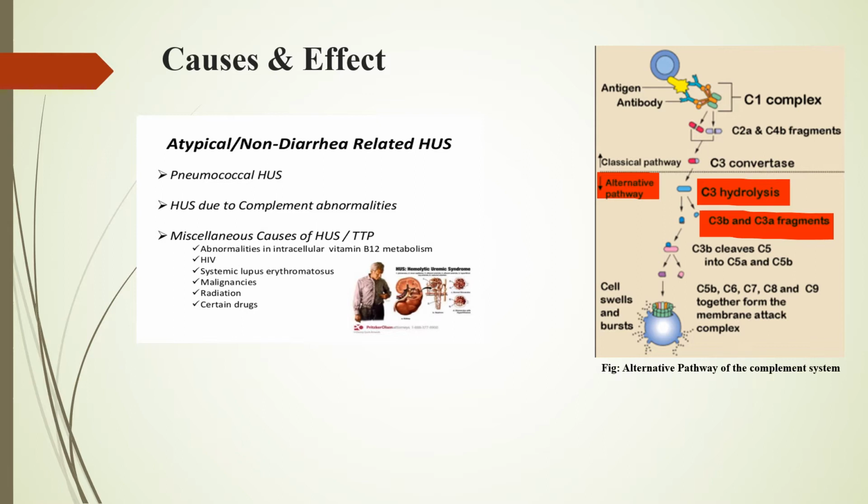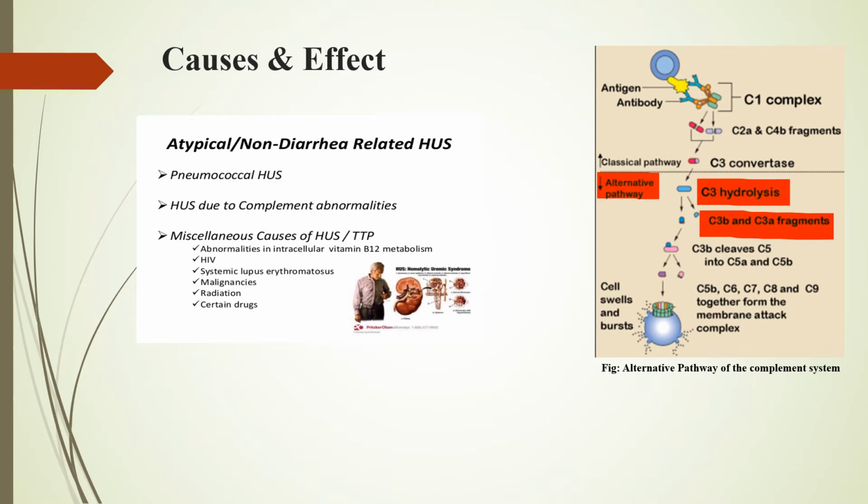This reaction is monitored or regulated by different complement regulatory factors like complement factor H, complement factor I, and membrane cofactor protein. But when there is a genetic mutation of these proteins, this reaction is not regulated properly. So there is enormous amount of C3A and C3B produced, which ultimately leads to the intracellular damage of host cell.